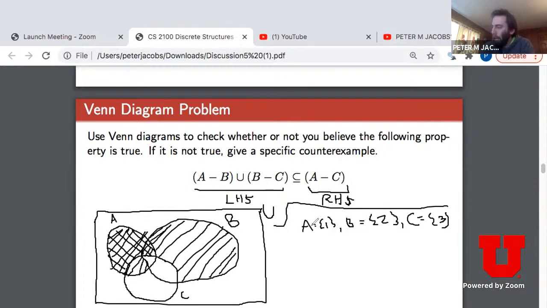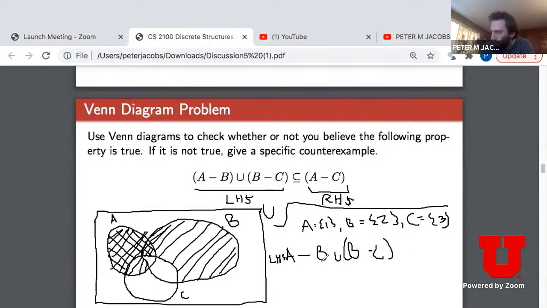In this case, A without B. What is A without B? Well, it's 1 without 2, so it's just 1. So A without B, we're just writing out the left-hand side. That's A without B, and that's union B without C.